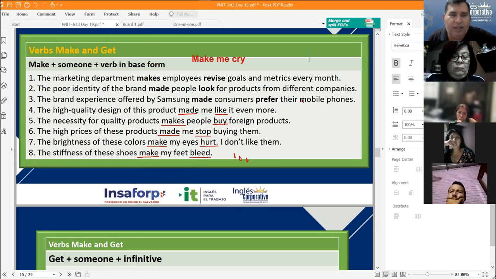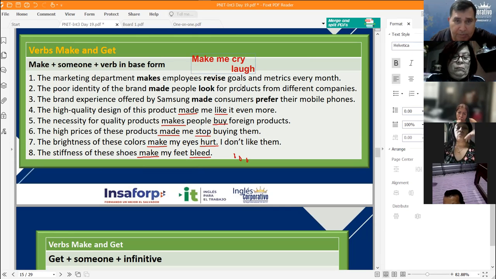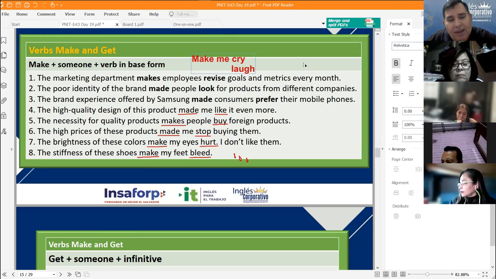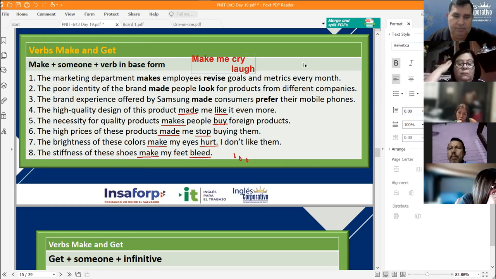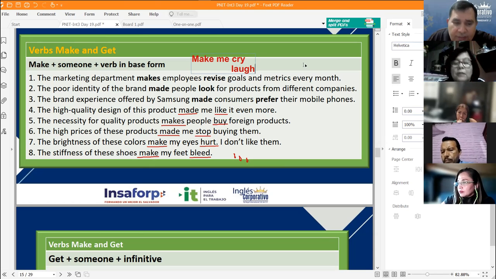Right? So you say like this. Make me cry. Somebody says, you make me laugh. Make me laugh. Or like the Bee Gees, you make me feel like dancing, right? You make me feel like dancing. Make me feel. Some things make you feel sad. What's the meaning? Some things make you feel sad. These things affect you and you feel sad. You feel sad. The things don't feel sad. The things make you feel sad.